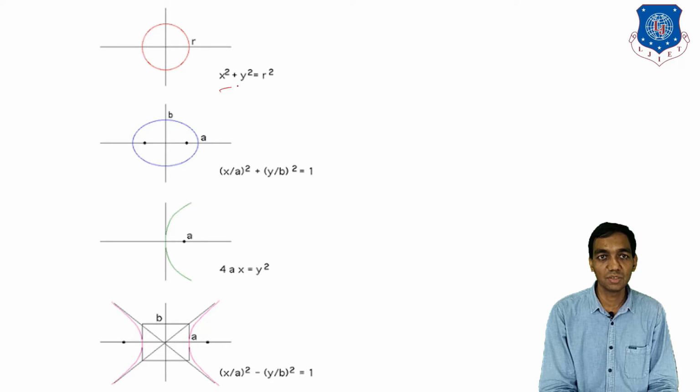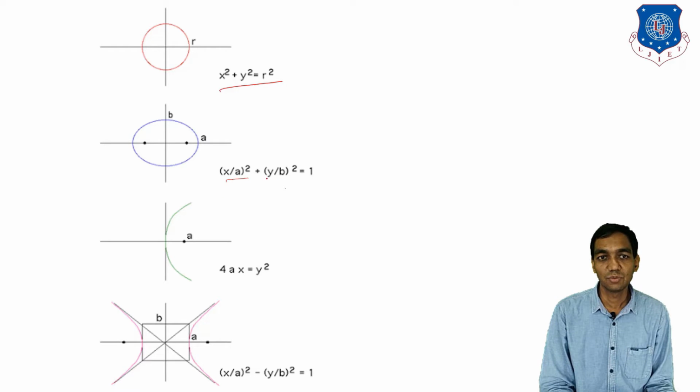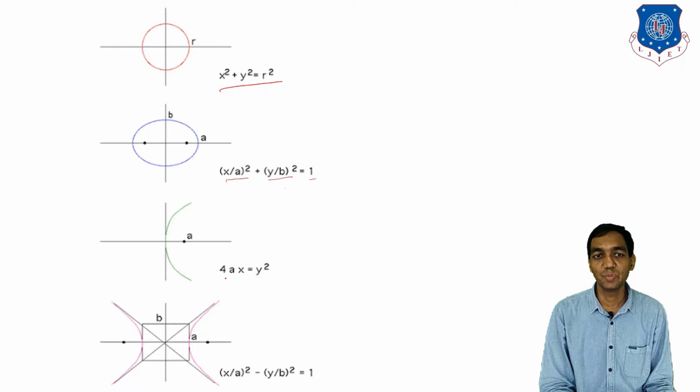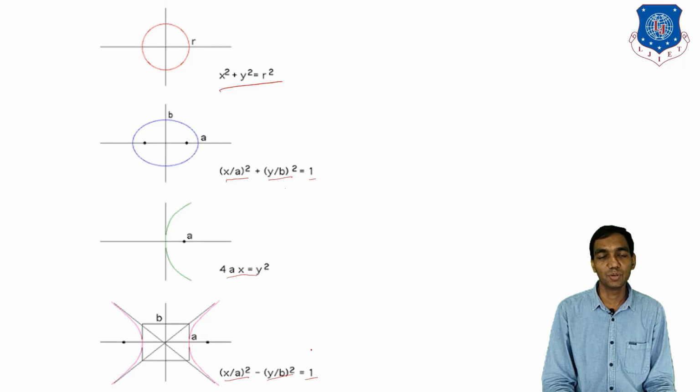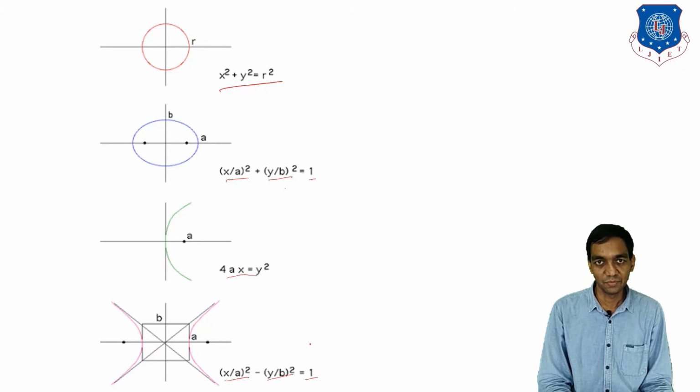So x square plus y square is equal to r square is the circle having radius r. x square upon a square plus y square upon b square is equal to 1 is the ellipse. This is the ellipse passing through (a, 0) and (0, b). In the same manner, this is the parabola y square is equal to 4ax, which is the parabola along the positive x-axis. Okay. In the same manner, the equation x square upon a square minus y square upon b square is equal to 1 is the equation of a hyperbola along the x-axis.